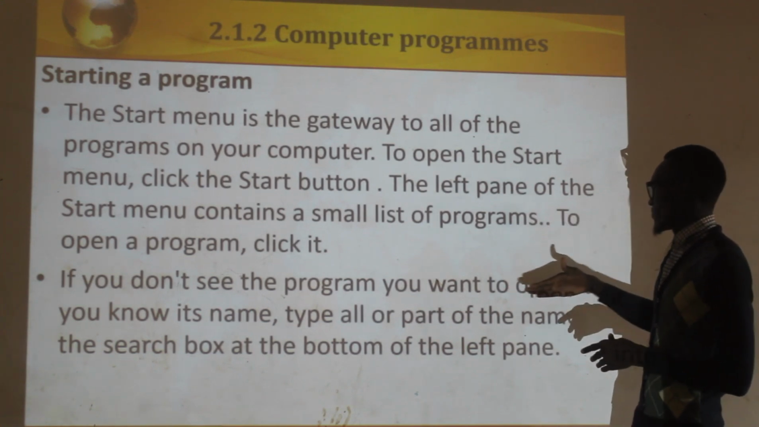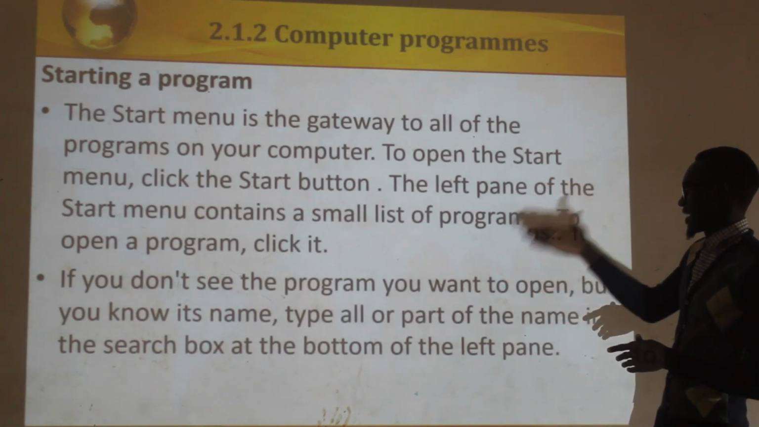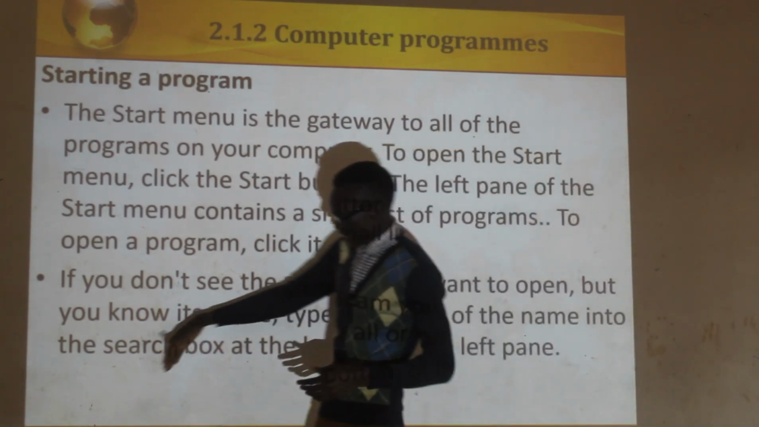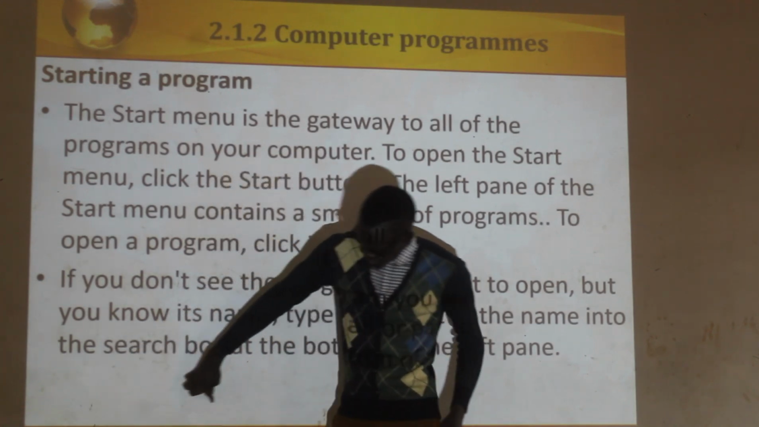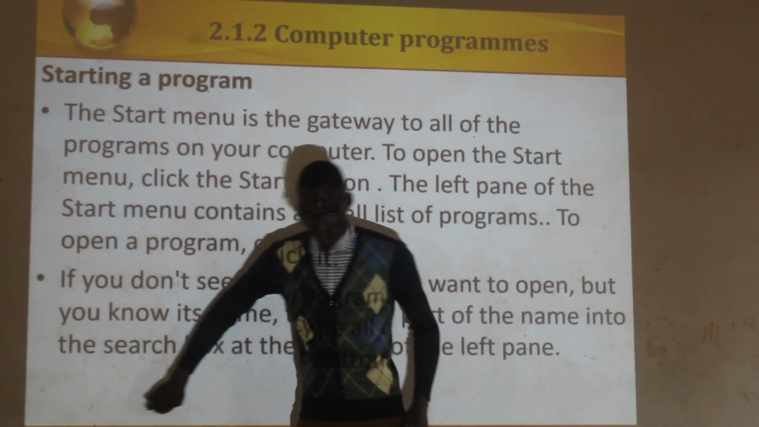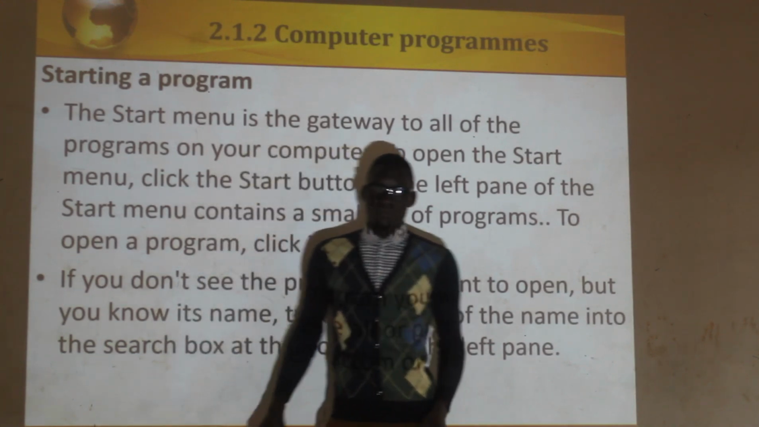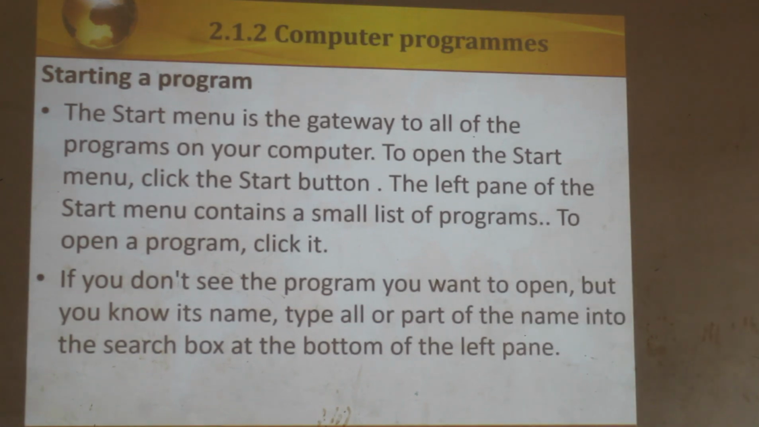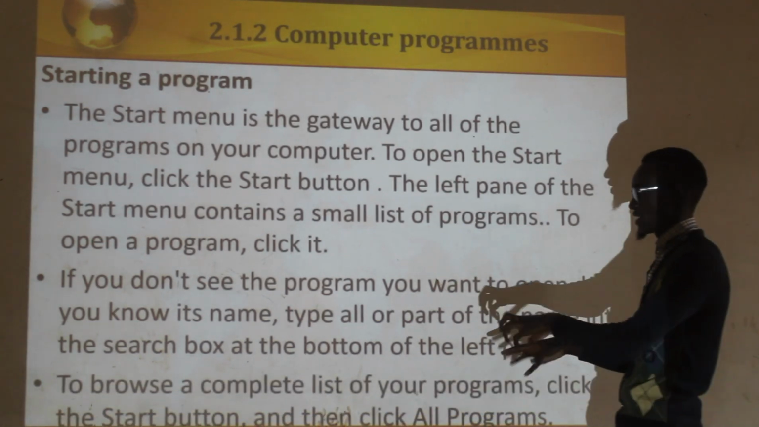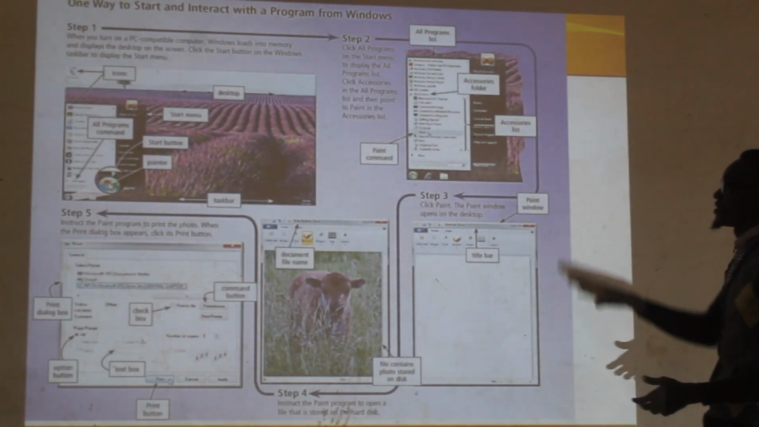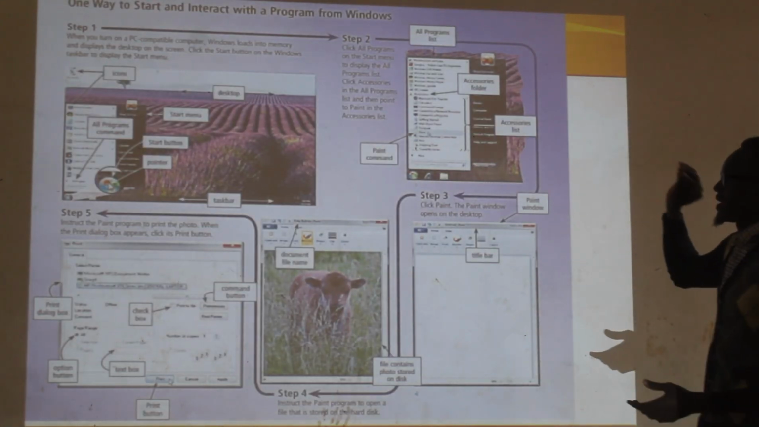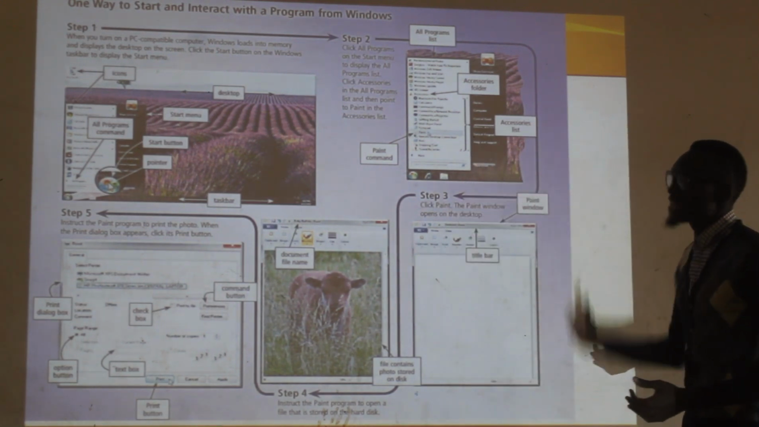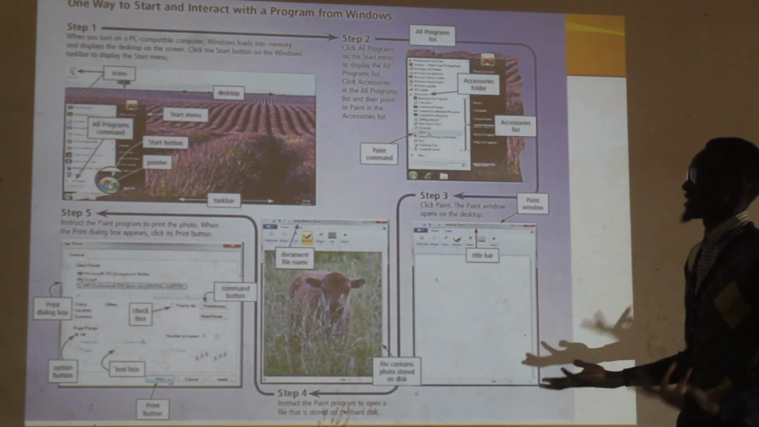If you don't see the program you want to open, sometimes you can type the name in the search box. Most operating systems have a search window that is normally at the bottom and side of your computer that will allow you to do the search. So you type the name of the application you want to open and then you press enter to launch. This is just an illustration of how to interact with the computer after starting it.